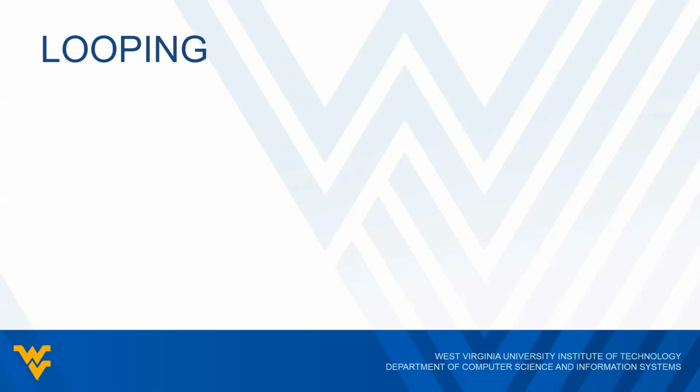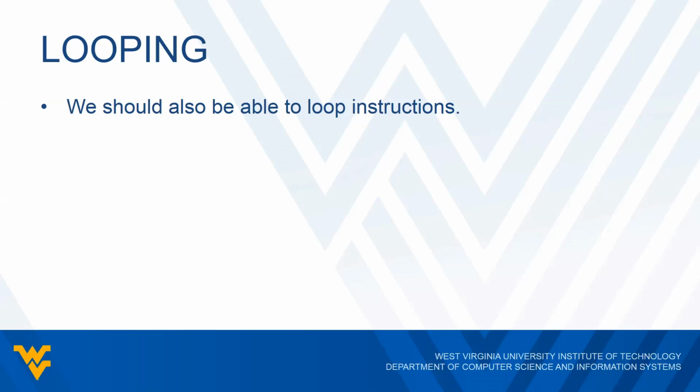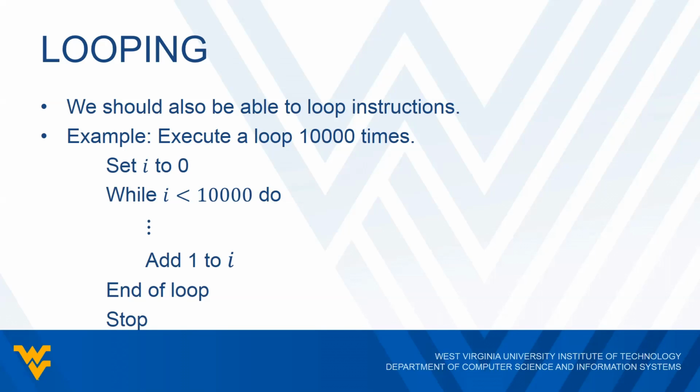Another important algorithmic primitive is looping, and we talked a little bit about looping before. So let's just look at a simple example where we would execute a loop 10,000 times. We're going to say set I to 0, and while I is less than 10,000, we'll do something. We're not too worried about what that something is right now. But the last step of the body of the loop is we're going to add 1 to I. We're incrementing I by 1. So we're going to go back into the while loop, and we'll keep repeating this 10,000 times. Once we're done, we'll get out of the loop, and then we'll stop.